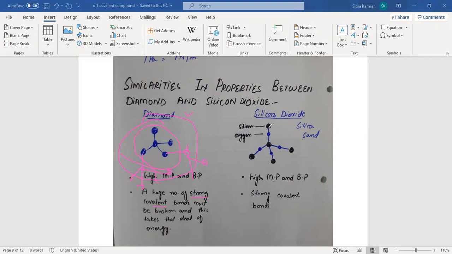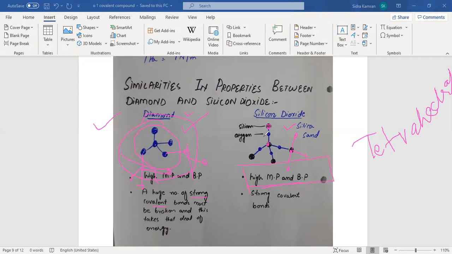In the same way, these black dots represent silicon atoms. One silicon is attached to 4 oxygen atoms. These blue dots represent oxygen. So silicon dioxide has an approximately similar structure to diamond. One silicon is attached to 4 oxygen atoms, and then again one silicon is attached to 4 oxygen atoms. Silicon dioxide has a high melting and boiling point like diamond, because they have a similar tetrahedral structure. Both have a tetrahedral structure.